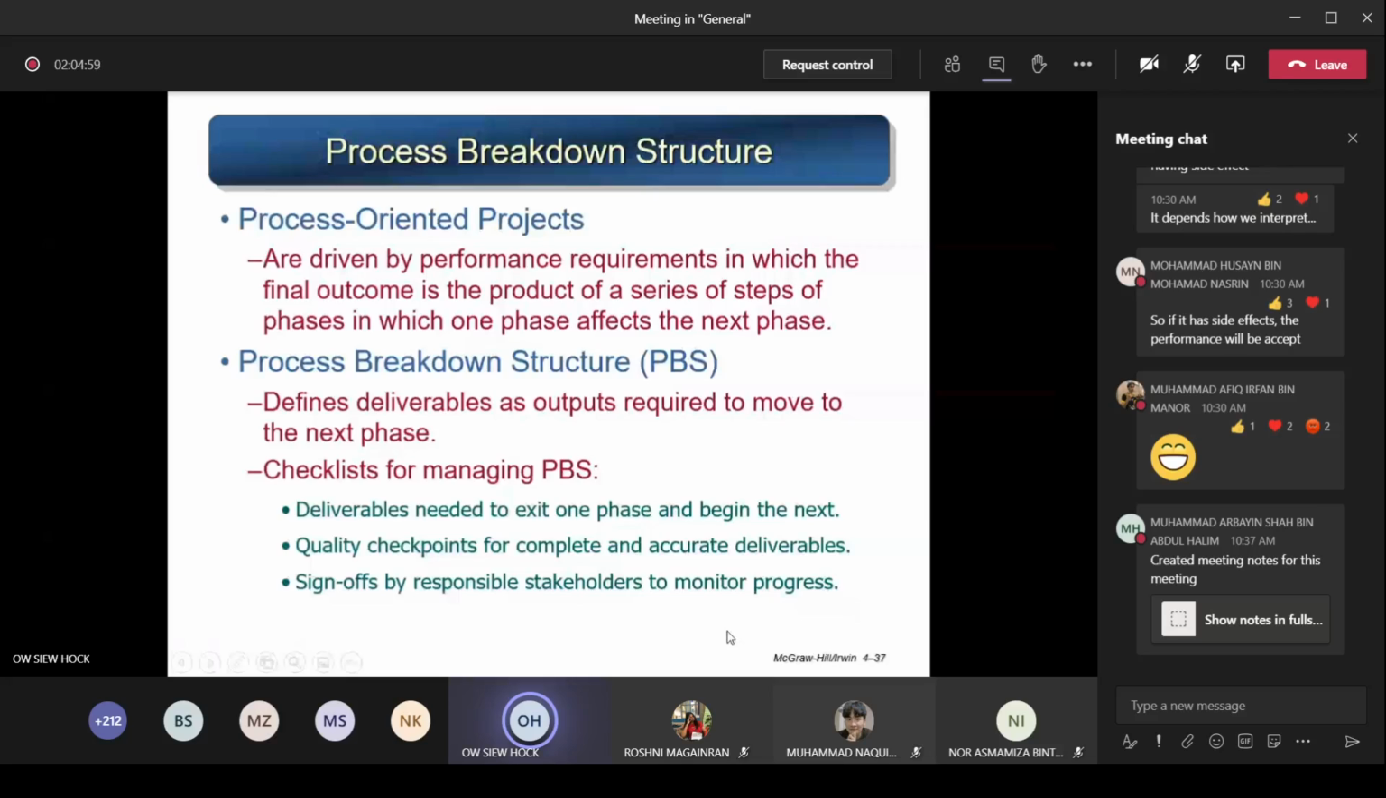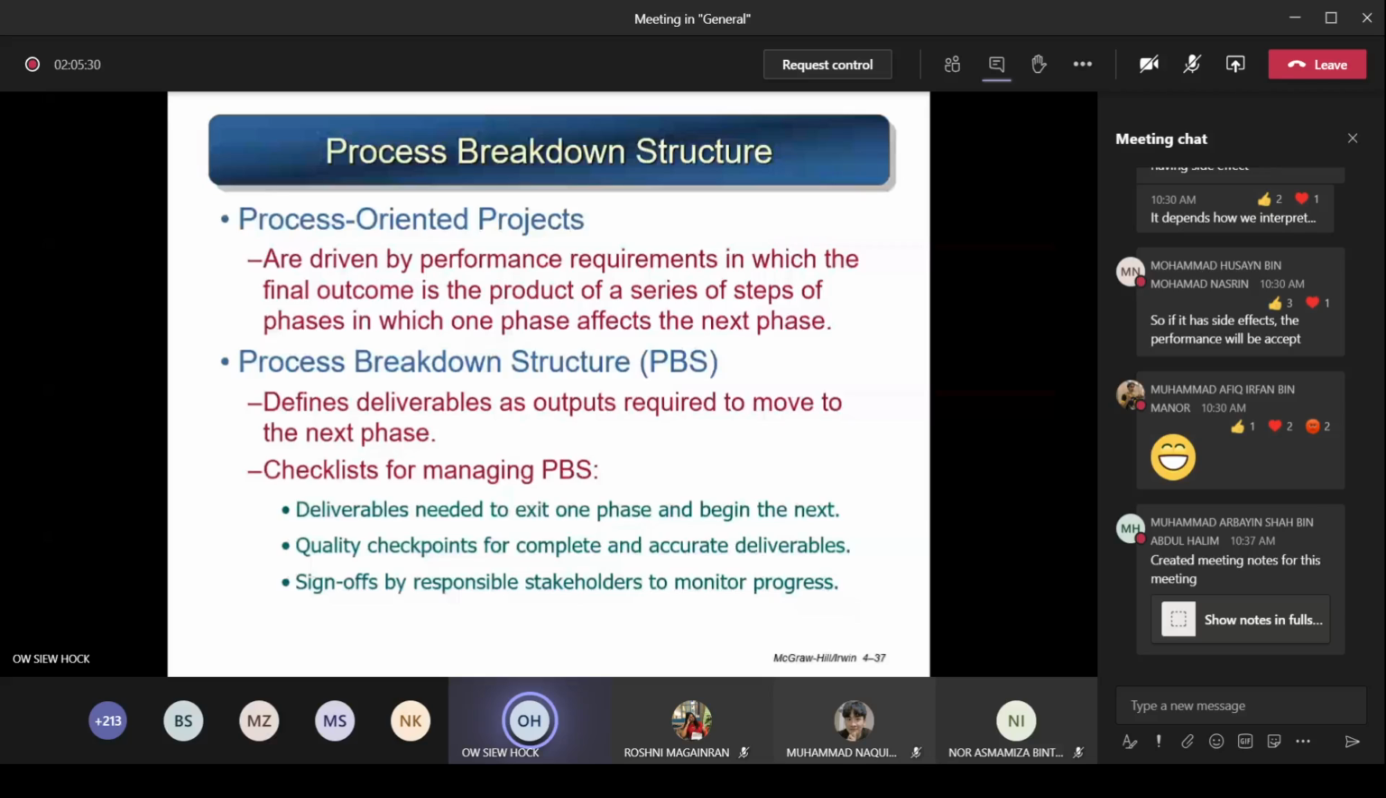So when you produce that output, the deliverable from that previous phase, you have to check, does it fulfill the quality? And is it accurate, and then you can use it for the next phase. If not, the deliverable is incomplete yet, you cannot start the next phase. Third, the sign off by responsible stakeholders to monitor progress. So at the end of each phase, the person in charge, the stakeholder, must sign. Okay, yes, this one is approved. You can start the next phase. You understand? So this is the checklist that tells you whether you should use a PBS instead of WBS.